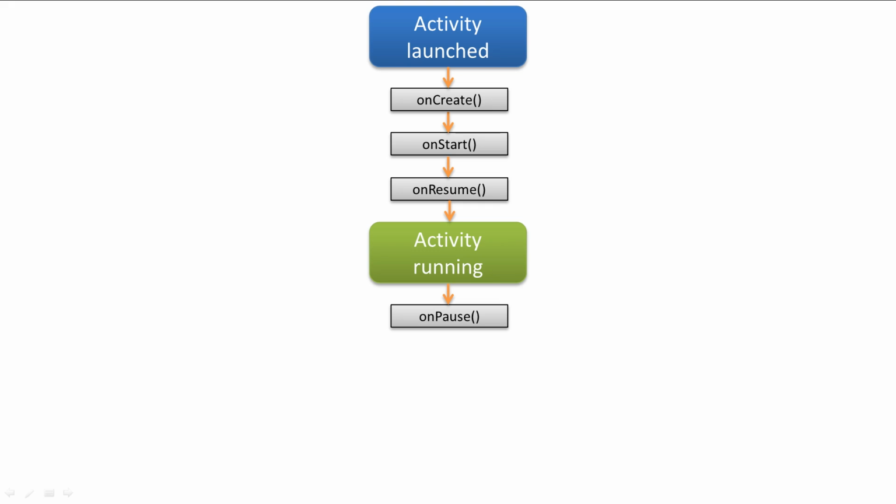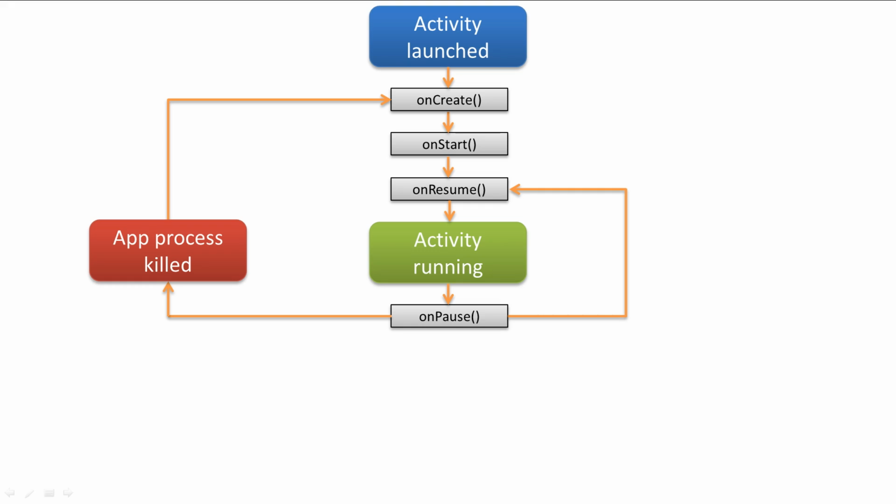OnPause is typically used to commit unsafe changes to persistent data, stop animations, and other things that may be consuming CPU, and so on. As with OnResume, any work here should be lightweight. At this point, another activity is in foreground. Should the user return to original activity, OnResume would be called. Also, it is possible that in this state, app can be killed if memory is needed.